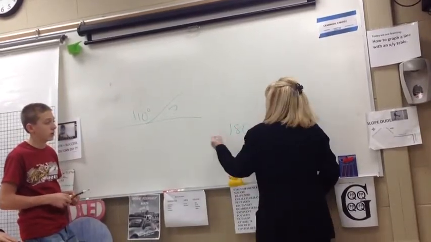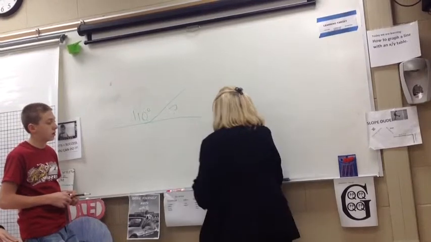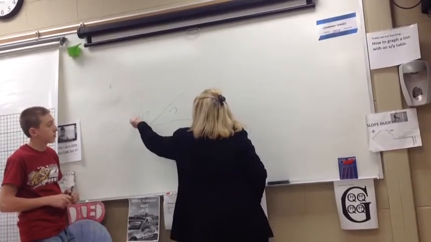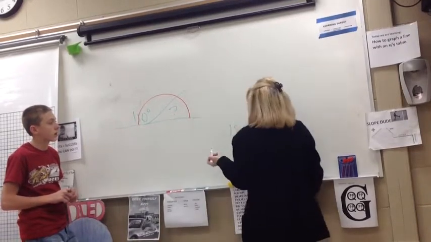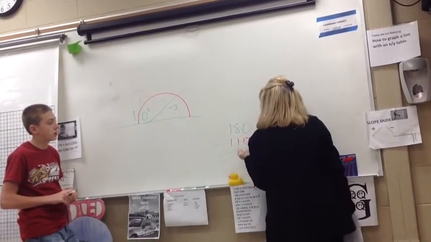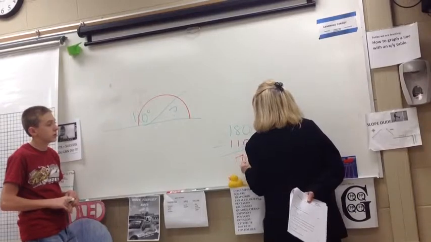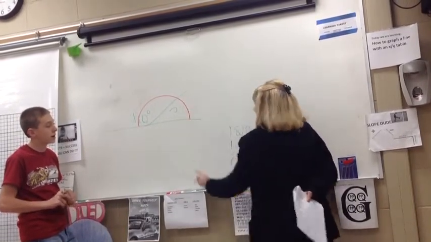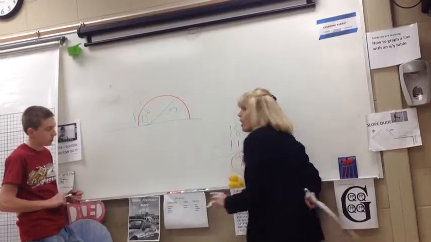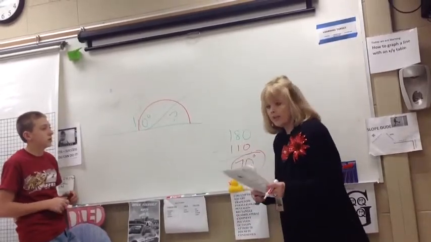So if I'm trying to figure out, let me use a different color. From here to here is 180. So if I want this one, I do 180, take away 110, and that gives you 70. Just 70 degrees. That one has to be 70. This one and this one have to add up to 180 because it's a straight line.